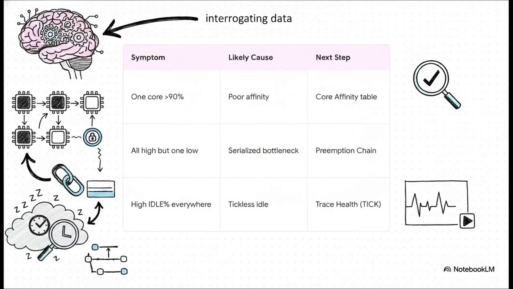By really interrogating this core utilization data, you can start matching symptoms directly to causes. For example, if all your cores are running super hot except for one that's consistently low, you might be looking at a serialized bottleneck, like a lock or a queue. The immediate next step? Go check the mutex or preemption chain tables. Or, hey, if the idle percentage is unexpectedly high everywhere across the board, maybe tickless idle is kicking in. You can easily verify that over in the Trace Health section.